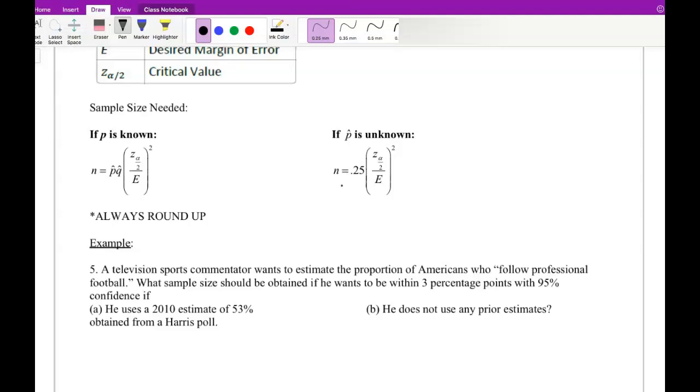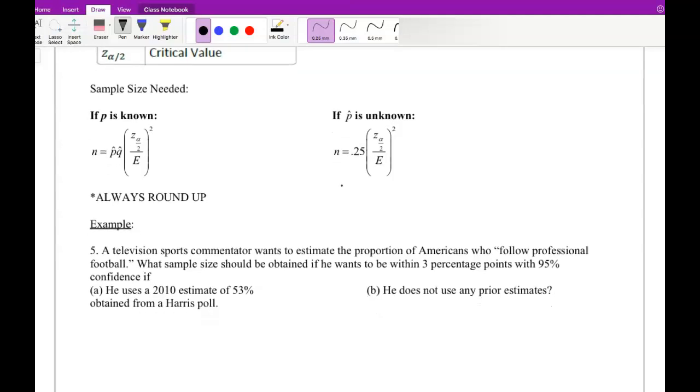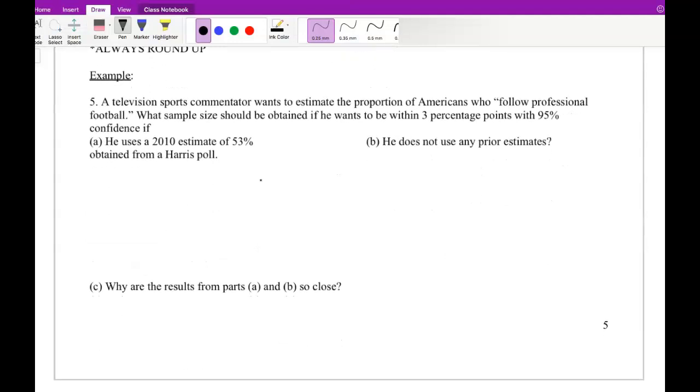Okay, so now here on this part we have this example. Okay, let me use P hat on this part. I don't want you to make a mistake. So example, television sport. Here we have: estimate the proportion of Americans who follow professional football. So what sample size should be obtained if you want to be within 3 percentage points with 95% confidence? So sample size, what is that?